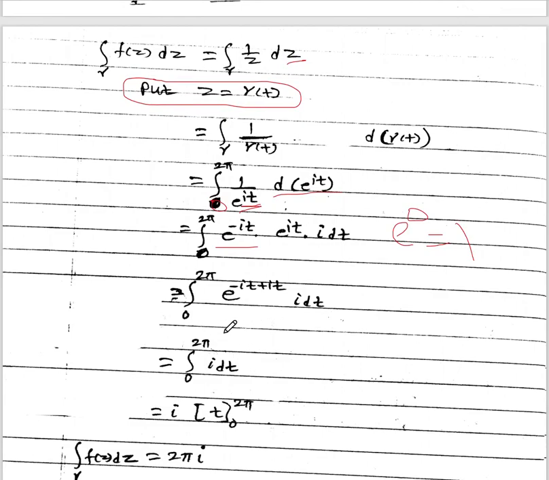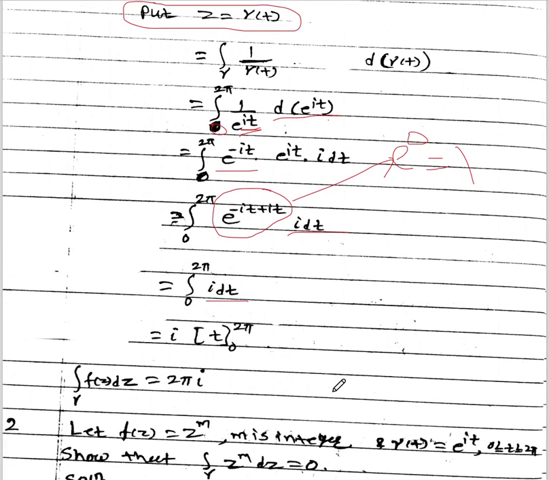So we have the integral from 0 to 2 pi of e raised to power minus it plus it, times i dt. This is e raised to power 0, which is 1. So what is the remaining term? It equals the integral from 0 to 2 pi of i dt. Here i is a constant, so take it outside of the integral, and the integration of dt is t, with limits 0 to 2 pi.